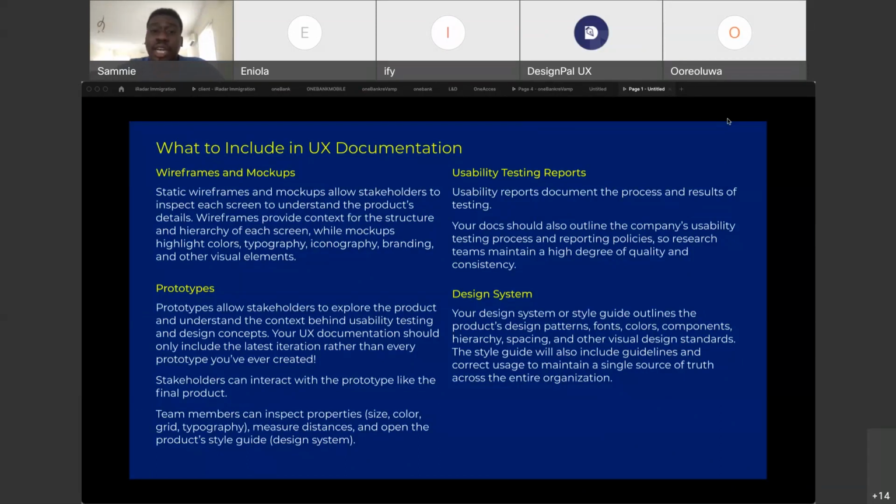Your product manager can see whether we are really tackling the product goal and vision and everything's aligned. And like I said, your stakeholders can test the products even before the development has commenced. So yes, prototypes are very important to include in your documentation.